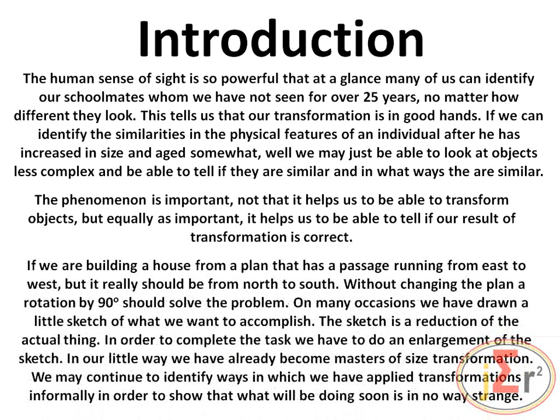If we are building a house from a plan that has a passage running from east to west, but it really should be from north to south, without changing the plan, a rotation by 90 degrees should solve the problem.